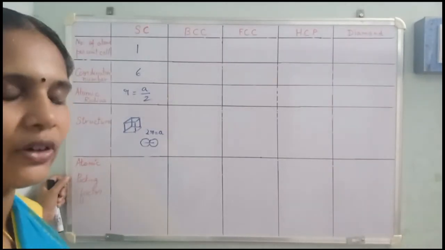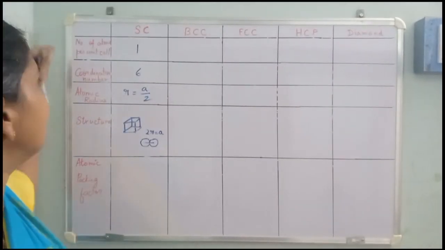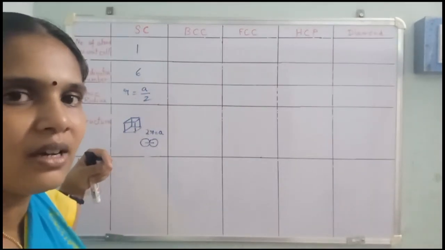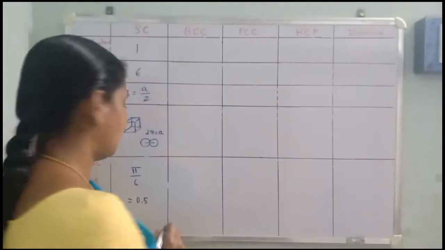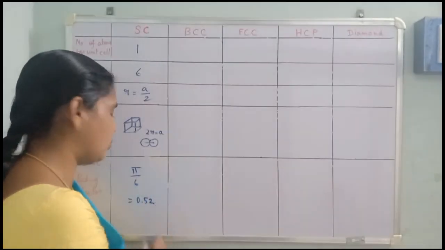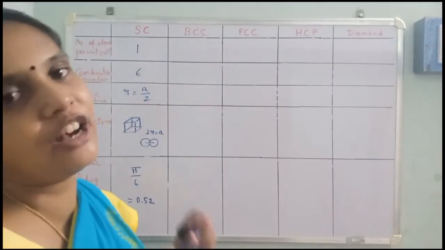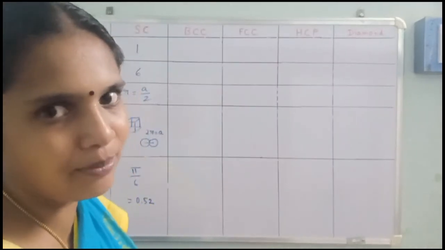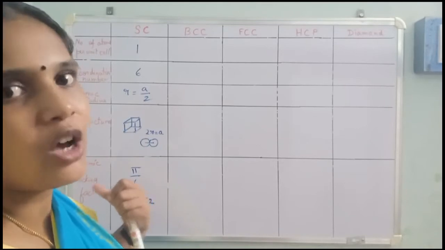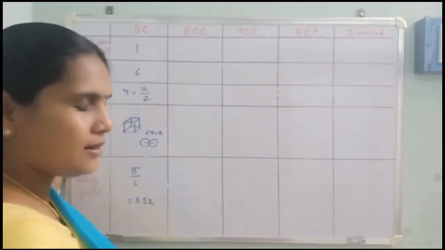And when you calculate the atomic packing factor, that is number of atoms per unit cell into volume of an atom by volume of unit cell, you get pi by 6 or 0.52. That is 52% of a simple cube is occupied by atoms. Remaining 48% remains void.